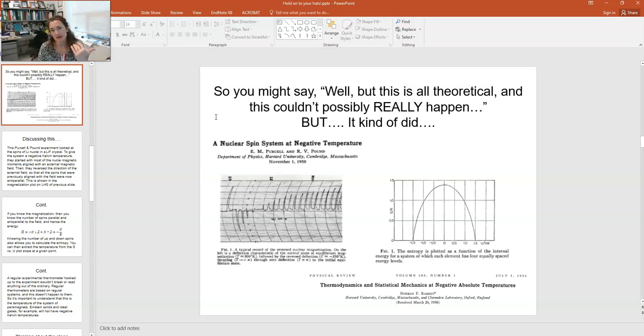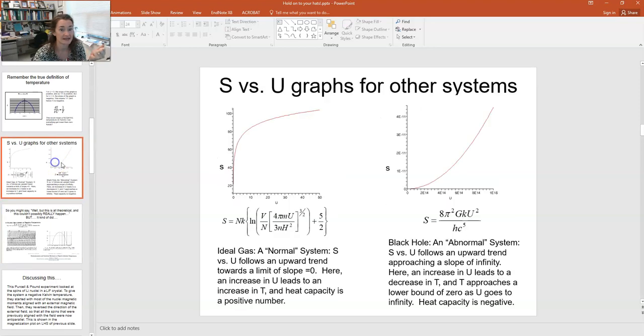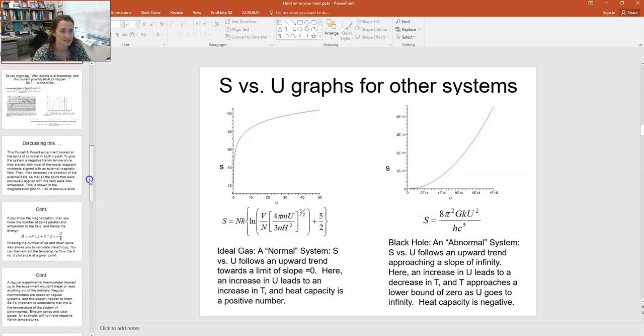That's because regular thermometers are based on regular systems, and regular systems don't have S versus U plots that look like that. They have S versus U plots that look like this one on the left, where there are no negative Kelvin temperatures.